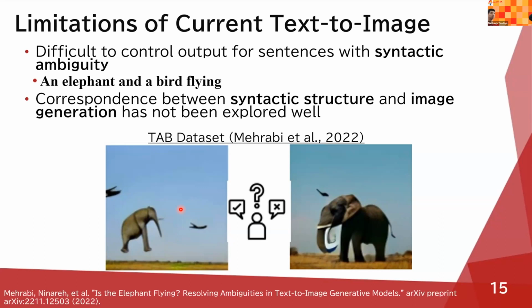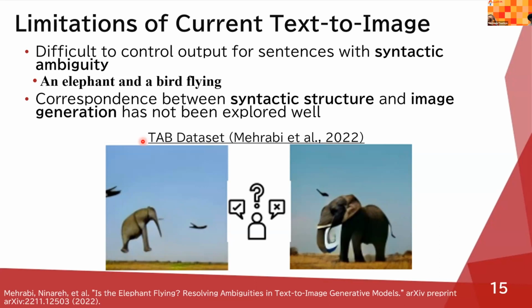For example, "an elephant and a bird flying." There are two interpretations. One is that the elephant and a bird are both flying, or only a bird is flying. But if we consider common sense, an elephant never flies. But if we consider Dumbo in the picture, the elephant can fly, and if we want to generate an elephant that is flying with a bird, maybe the text-to-image model cannot generate that.